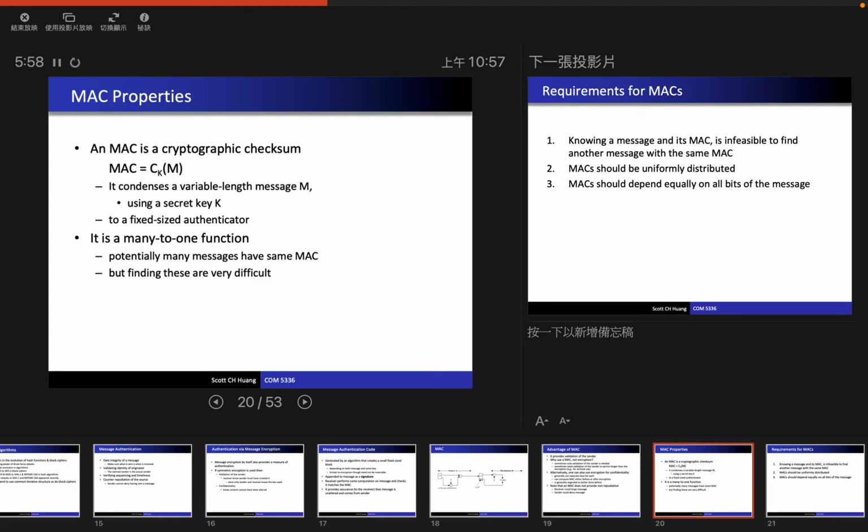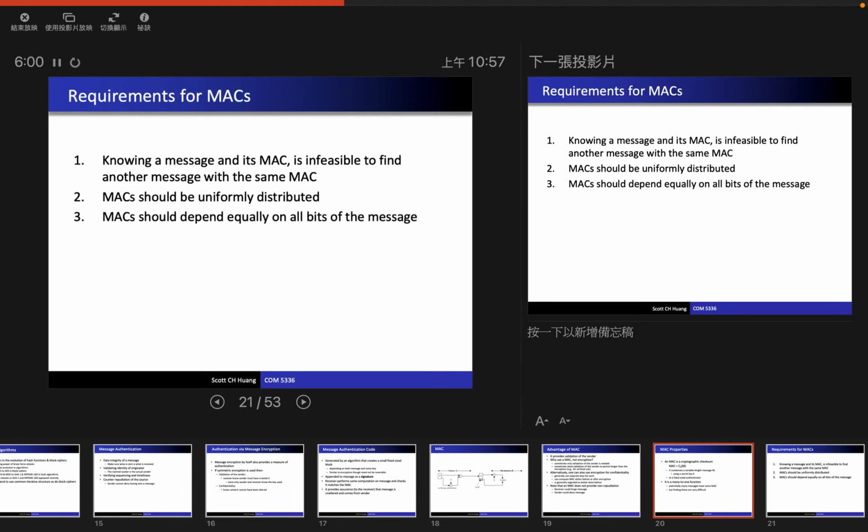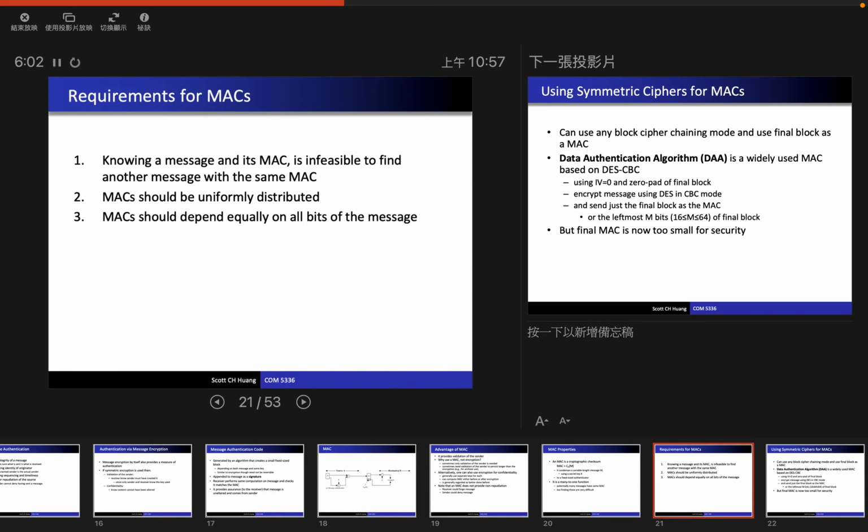And then it gives you good properties. These are the requirements. Knowing the message and its MAC, it's computationally infeasible to find another message with the same MAC. In other words, weak collision resistance. Also, the MAC should be uniformly distributed. It shouldn't favor any particular bits or bit strings. The MAC should also depend on every bit of the message.